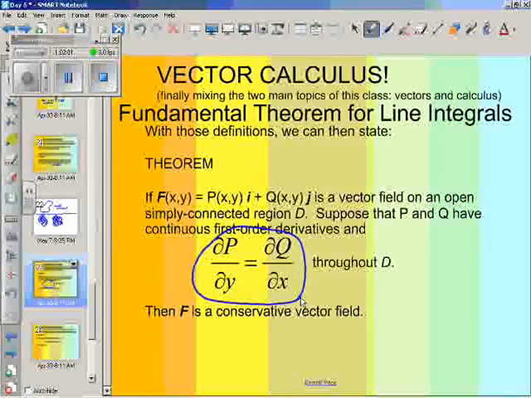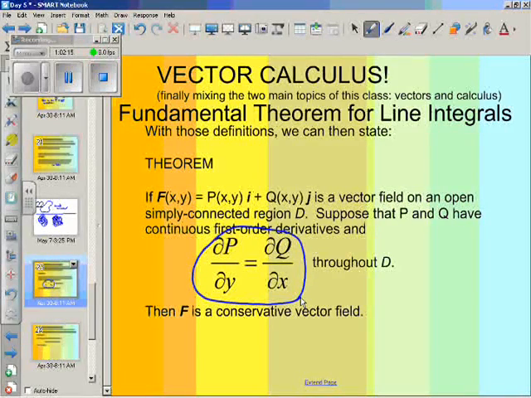Okay, to find out if this vector field is a conservative vector field or not. Which all that means again is that we can write it as the gradient of another function. Okay, so I just want to go through a few examples now of how to put this to use.